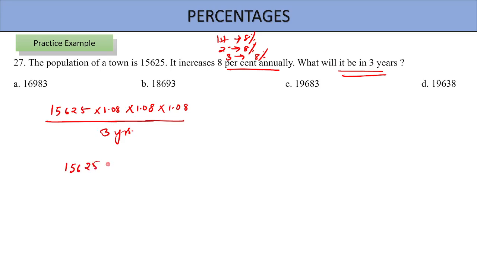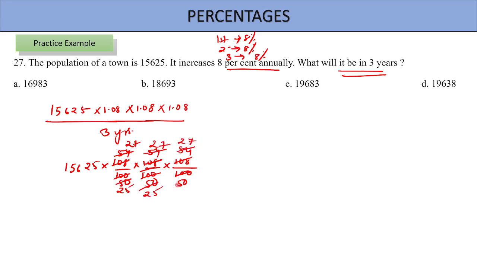This is 15625 into 108 by 100 into 108 by 100 and again 108 by 100. So this will give you 54 by 50, again 54 by 50, again 54 by 50. On solving it further, you will get 27 by 25, again 27 by 25, and again 27 by 25. I will just write it here clearly: 15625 into 27 into 27 into 27 by 25 into 25 into 25.